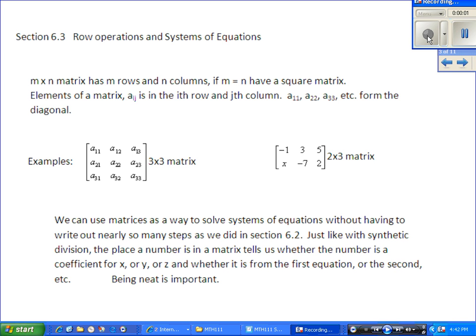Operations, systems of equations, also known as how to use your calculator to do everything for you. Probably have to break this into 2 videos. Let's see how this goes.